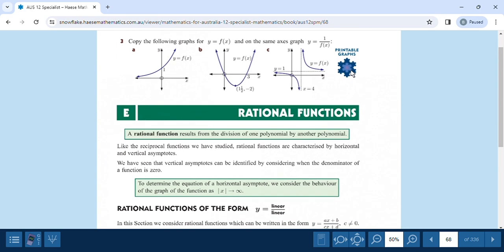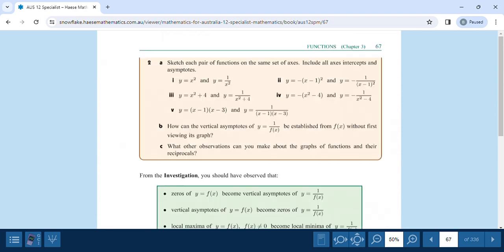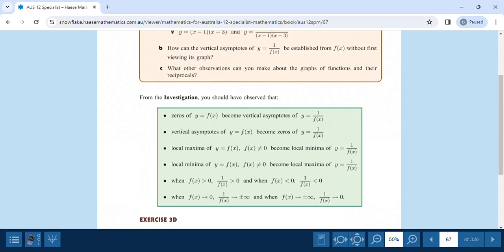So it's just going through and saying, okay, whether these graphs have zeros, some might not have zeros, but some might. Where do they have vertical asymptotes? Where have they got local maxima or minima, and what does that imply about the reciprocal? Where are they negative and positive, and what does that imply for the reciprocal?